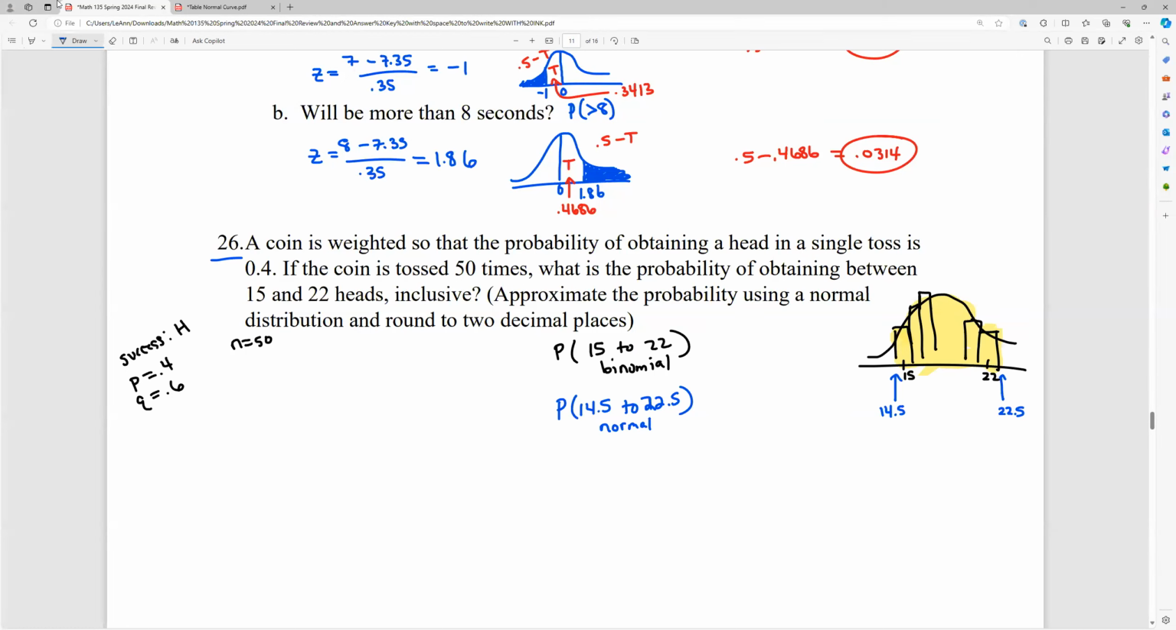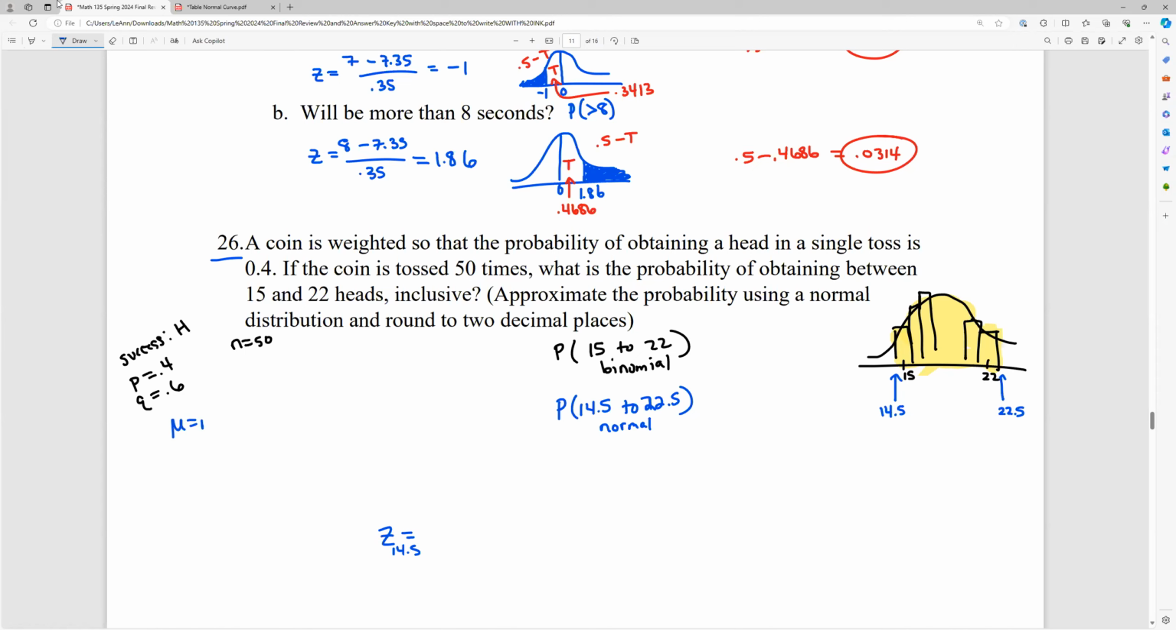Once you have that, you need two other things. In a binomial distribution, to turn that into a normal approximation, you have to have a mean and a standard deviation. Because remember, our z-scores do an item minus a mean divided by the standard deviation. So if I want to do the z-score of 14.5, I have to have a mean and a standard deviation. Luckily for us, we have two formulas in a binomial distribution that tell us how to do that.